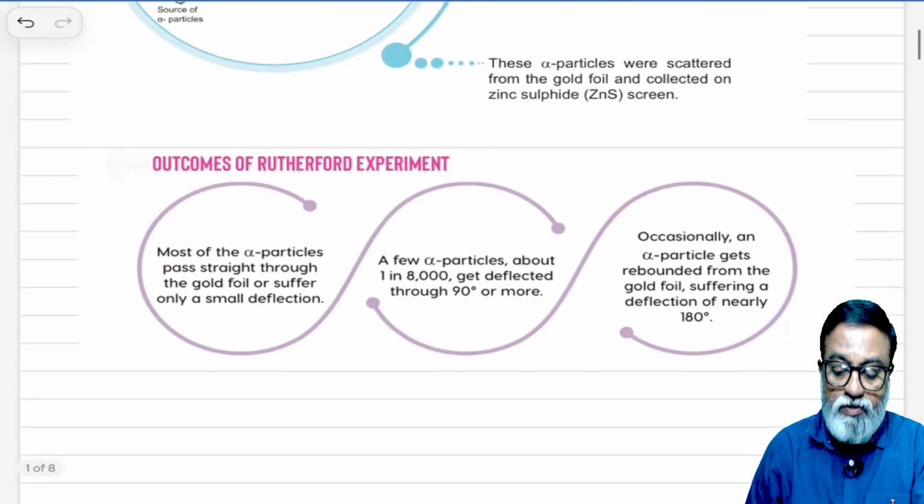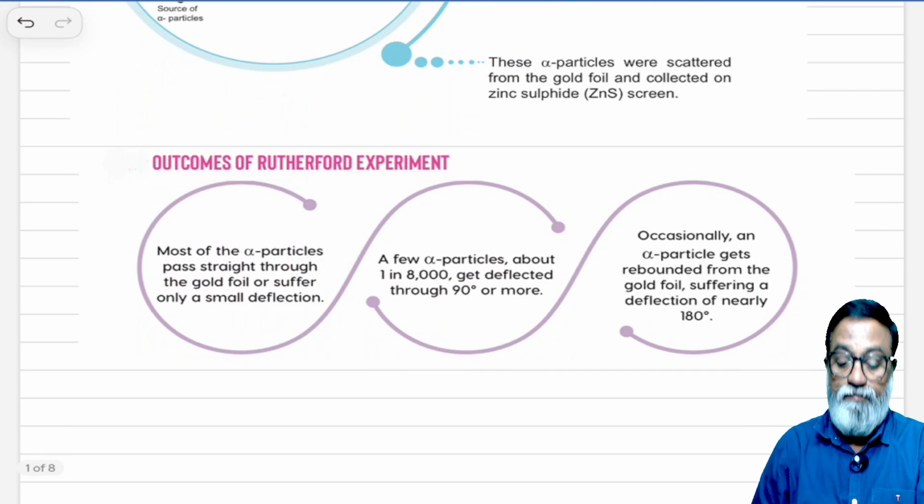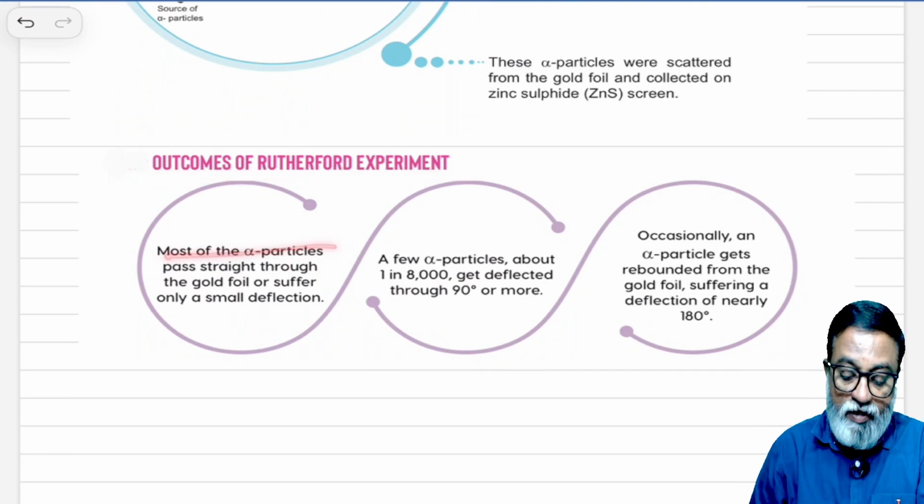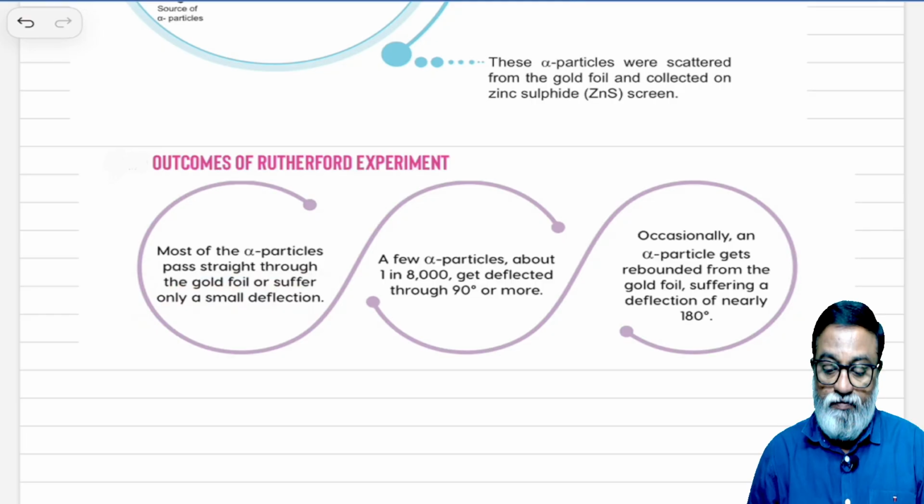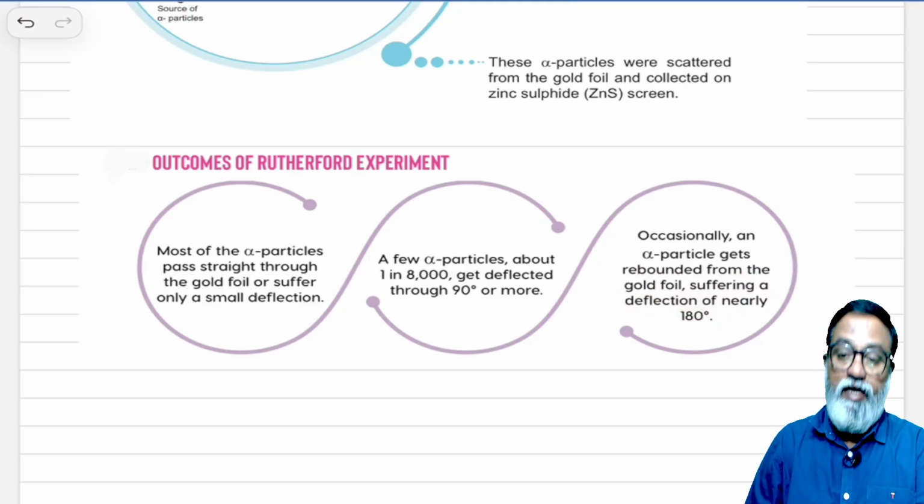Here are the outcomes of this Rutherford experiment. Most of the alpha particles pass straight through the gold foil or suffer only small deflection. Few alpha particles, about 1 in 8000, get deflected through 90 degrees or more. Occasionally, an alpha particle rebounds from the gold foil, suffering a deflection of nearly 180 degrees.